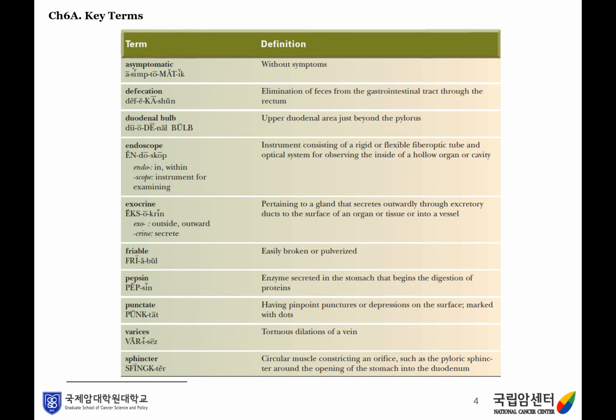Key terms. Here you can see several key terms. Asymptomatic. This means without symptoms. A means without, symptomatic means symptom. And defecation. Defecation means elimination of feces from the gastrointestinal tract through the rectum. Duodenal bulb is the upper duodenal area just beyond the pylorus.